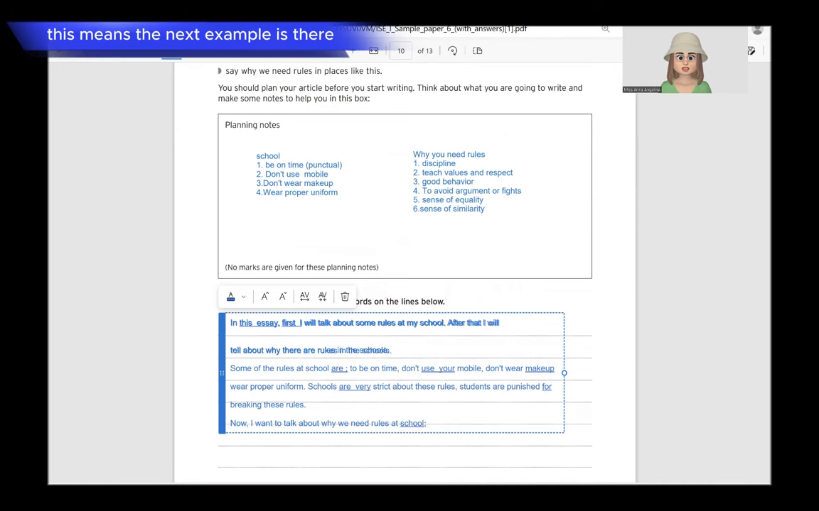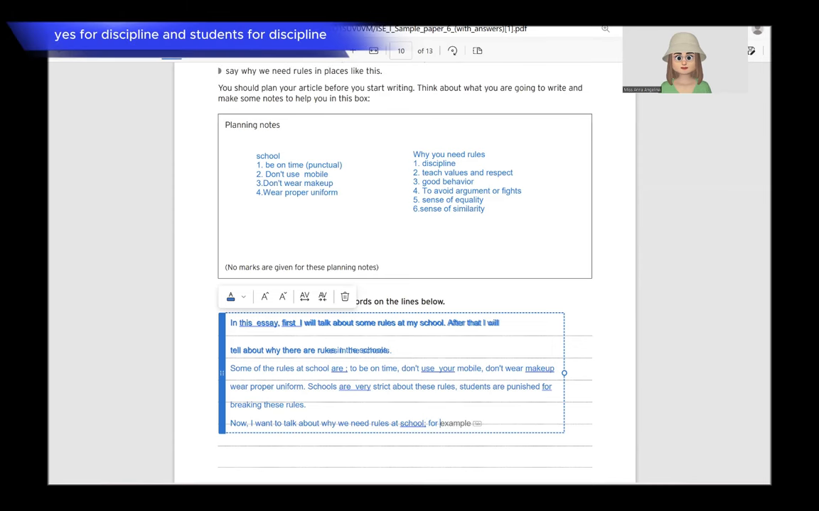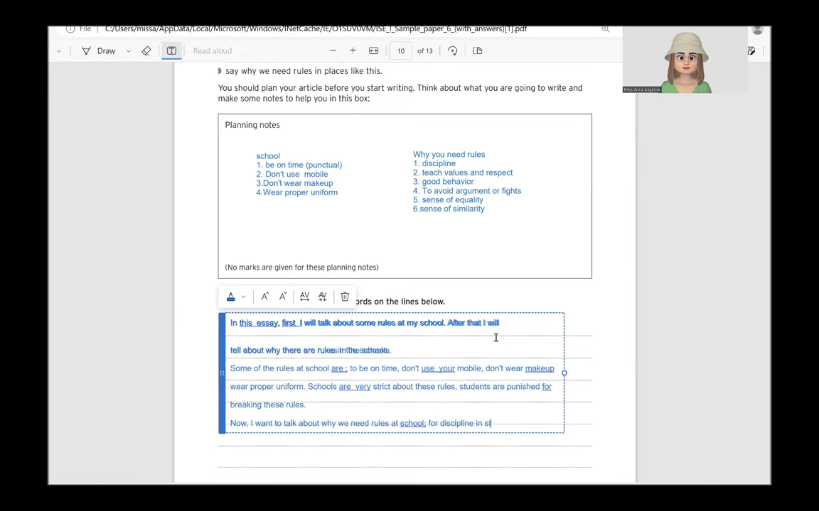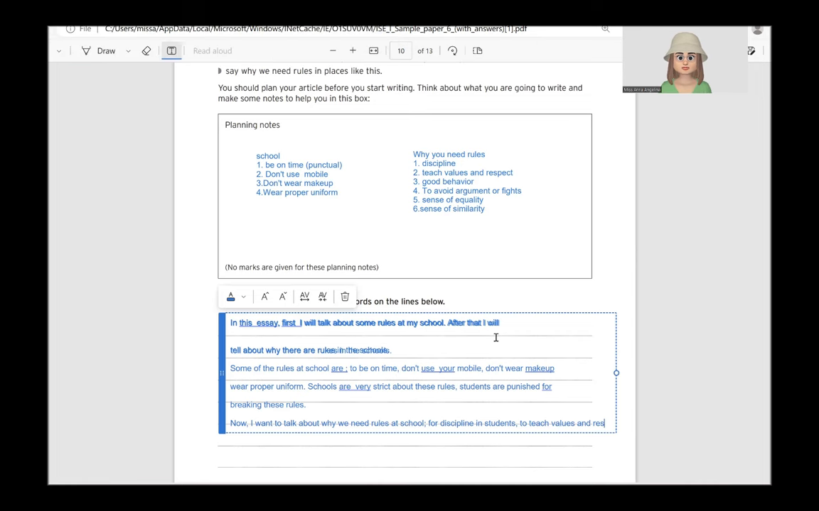You will again put a semicolon. This means the next example is there. For discipline in students. How do you write discipline? D-I-S-C. For discipline in students. Second point: to teach values and respect to students.